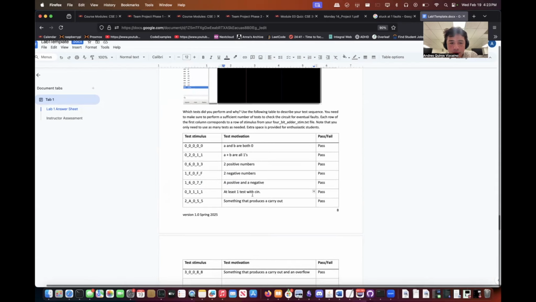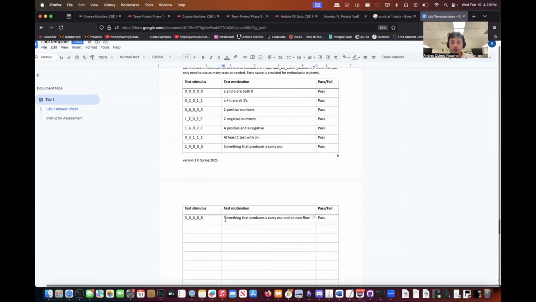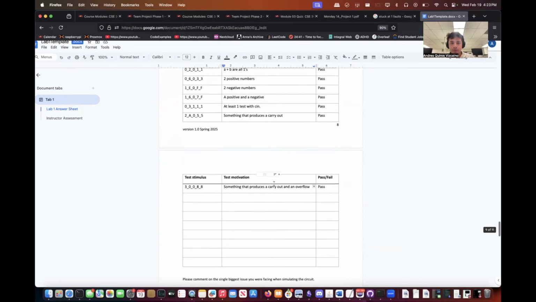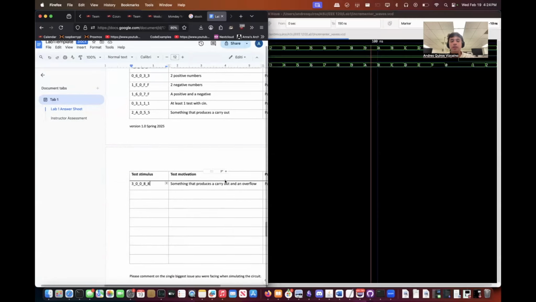One test with carry input, carry in, sorry. So 1, 1. You see there are 2 1s here, like 1 plus 1. That's 2, right? But if we do a carry in, it'll be 3. And this is a carry in input, so put a 1 here. Some of them produce a carry out. 5 plus 5 is 10, but in order to do 10, you need a carry out. So that is a 2 here, and it's A. So that was a carry out and an overflow. So that passed. I'm forgetting one that I also did that I should add.